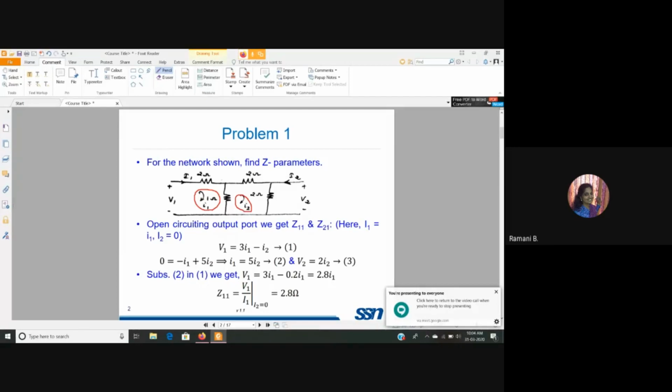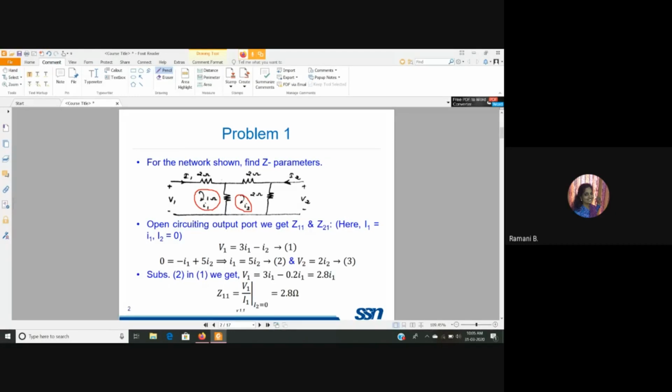loop. Now writing the mesh equation for these two loops, we will have 2 I1 plus 1 into I1 minus I2. Here, as we have considered I1 and I2 as the loop currents, this will become I1 minus I2. That is equal to V1. So the first equation will be V1 is equal to 3I1 minus I2. And for the second loop, 1 into I2 minus I1 plus 2I2 plus 2I2, that is equal to 0. So our equation will be minus I1 plus 5I2 equal to 0.